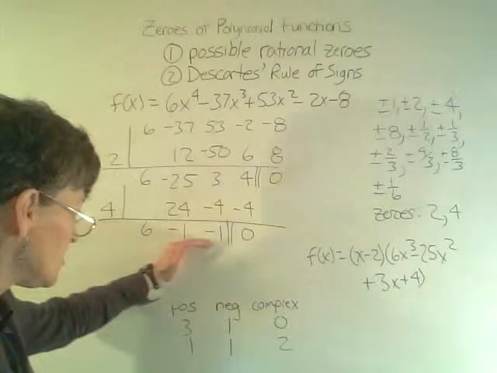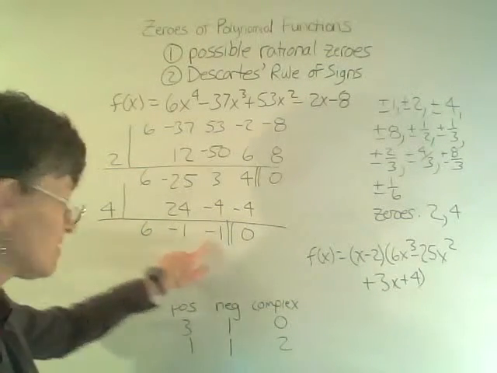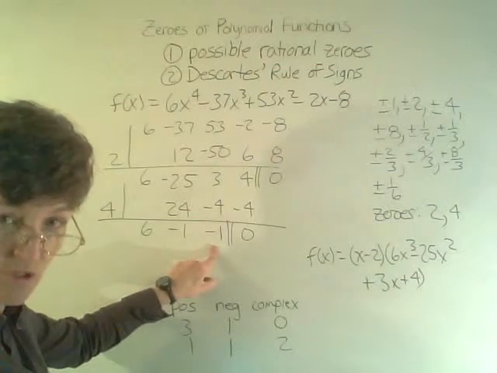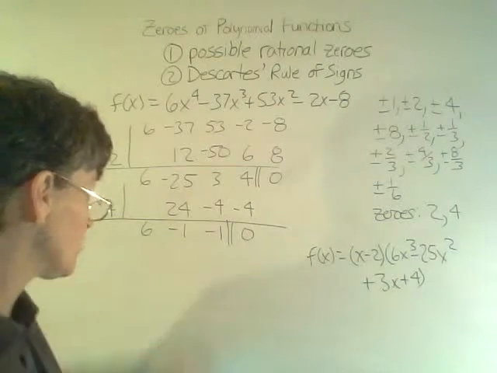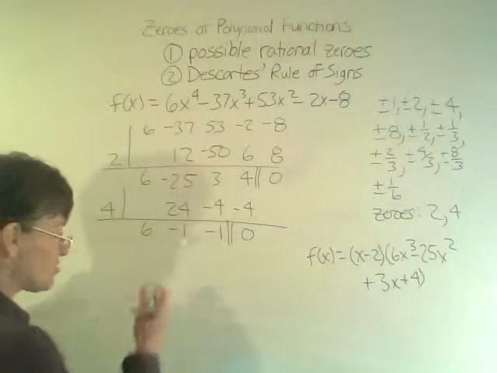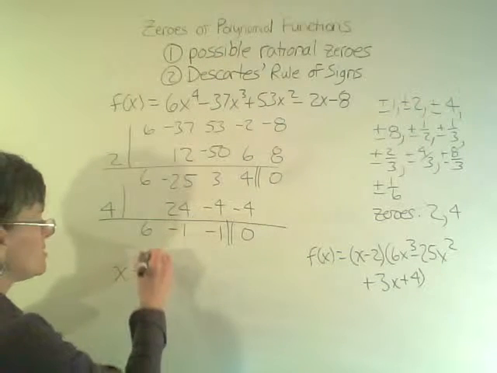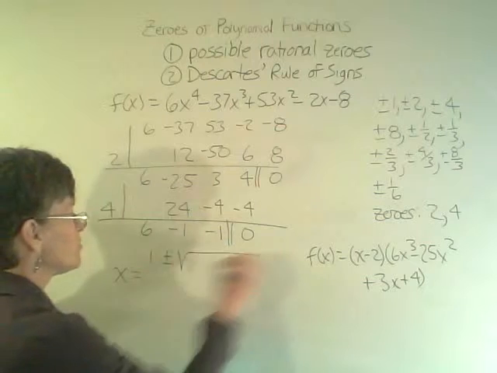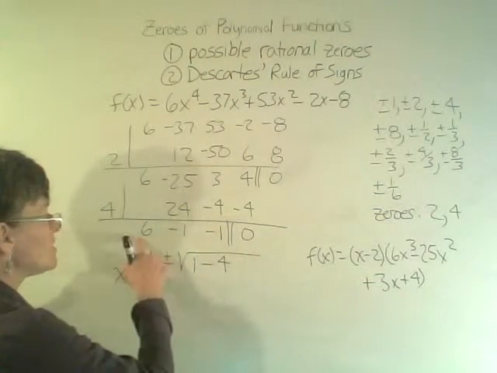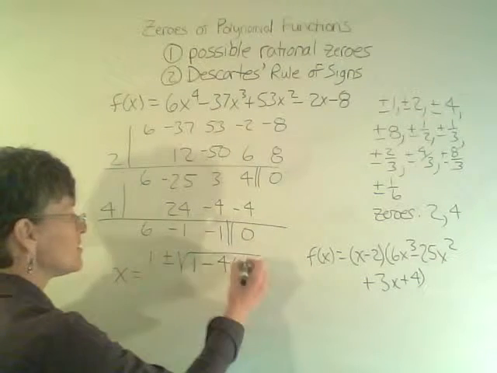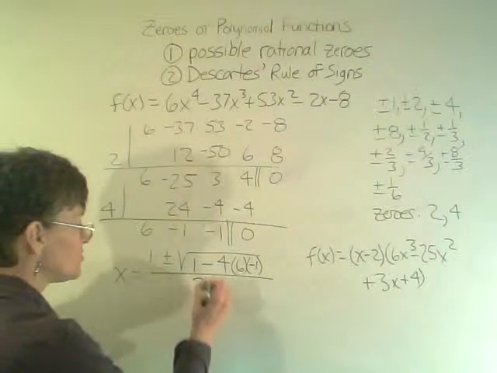And in order to get the zeros from here, this is a quadratic: 6x squared minus x minus 1. I can use the quadratic formula to find my other zeros if this is not factorable, and it may be factorable. Let's go ahead and use the quadratic formula. So negative b, so it's 1, plus or minus the square root of b squared, which is 1, minus 4 times 6 times negative 1, over 2 times a, which is 6.